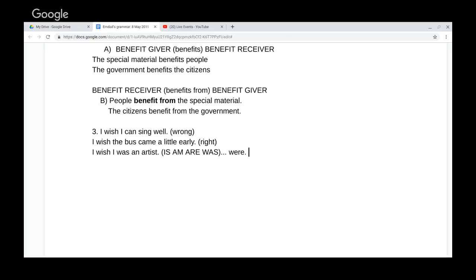Okay, now let's come. Did you understand this one? Number three. Exactly. I wish I could get my desired score. It's the same example as this. I wish I could sing well. So it's okay. It's all right. Nothing wrong with this.